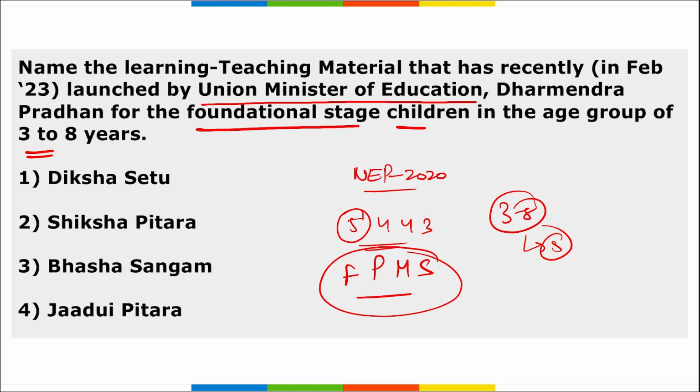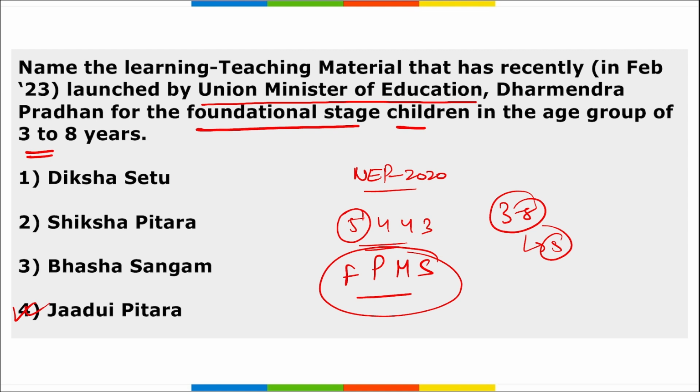So similarly, for this foundational stage, recently a learning teaching material was launched by Dharmendra Pradhan. Can you tell me what is the name of the teaching learning material? So remember, the name of the teaching learning material is Jadui Pitara. Option 4th is correct here, and this is an important one that you need to remember. It was launched by whom? It was launched by Dharmendra Pradhan, who is our education minister. It was launched for foundational stage children, that is for 3 to 8 years.